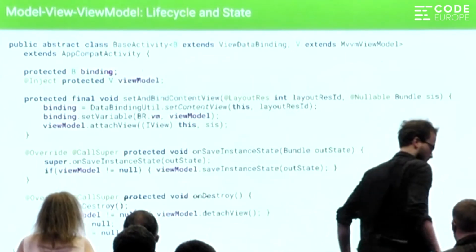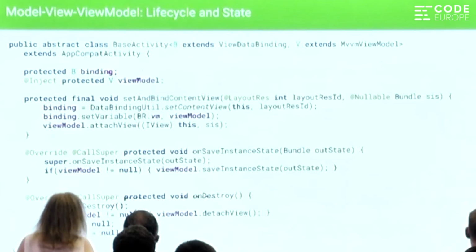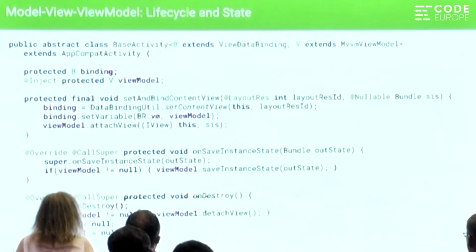So what does this method do? The first thing it does is set the content view and get the binding class instance for us. This is the first line in setAndBindContentView. Next, it sets the view model on the binding so that those two are connected. And the last thing it does is attach the view, in this case our activity, to the view model, providing the view interface and the saved instance state. Remember, we defined this before in the base view model.